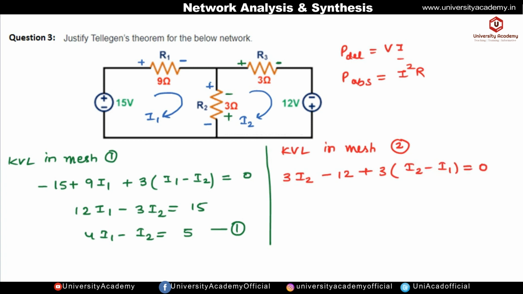That is, the sum of all the voltages in mesh 2 is 0, and it can be simplified as minus of 3 I1 plus 6 I2 equal to 12. So it will be minus I1 plus 2 I2 equal to 4. Suppose this is equation 2. Now equations 1 and 2 have two variables, I1 and I2. So we can solve equations 1 and 2, and we will obtain the values of the I1 and I2 currents. So now let us solve equations 1 and 2.